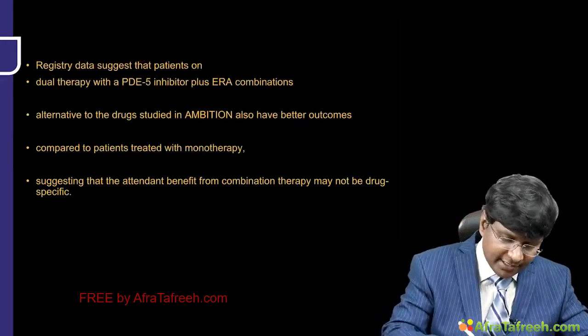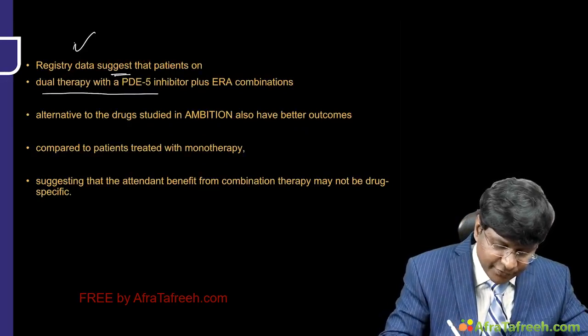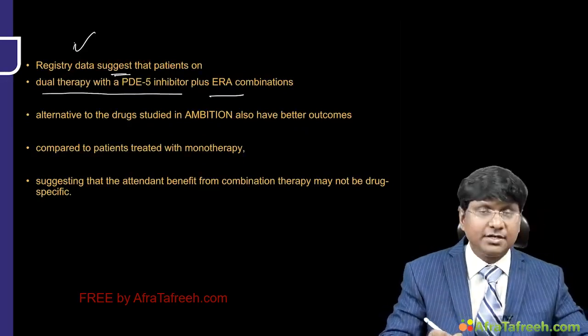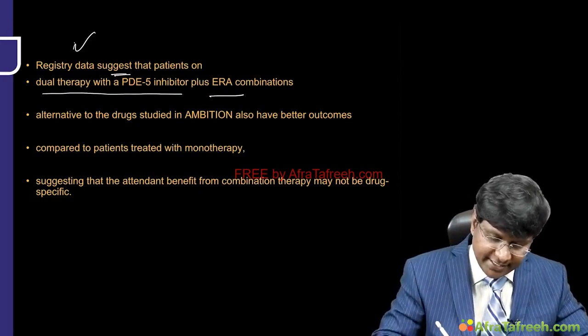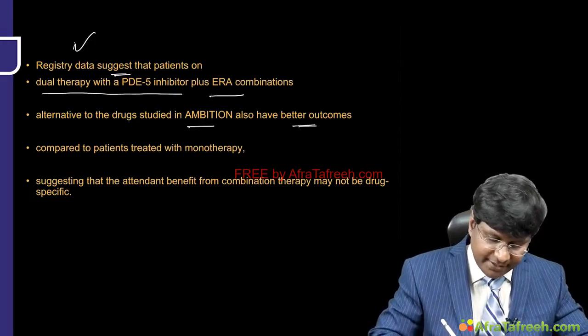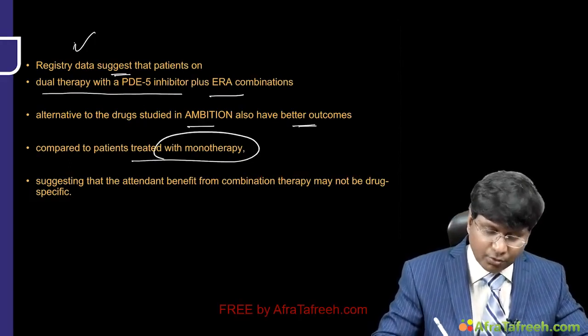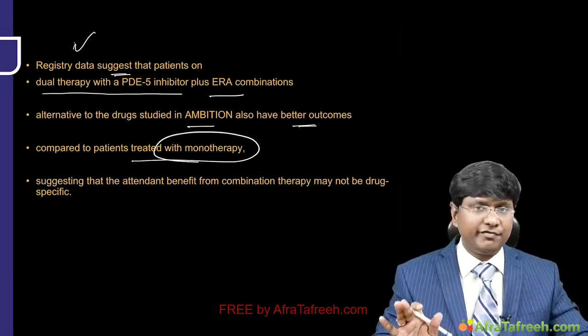And we have one more trial, that is registry data suggests that patients on dual therapy with phosphodiesterase 5 inhibitors plus endothelin receptor antagonist combination, alternative to drugs studied in AMBITION trial, also have better outcomes compared to patients treated with monotherapy. Even this also says that combination therapy is better than monotherapy.